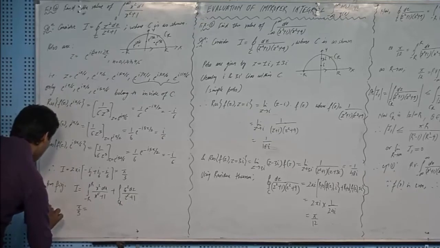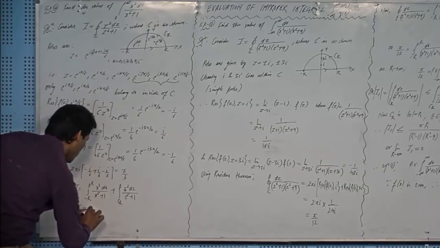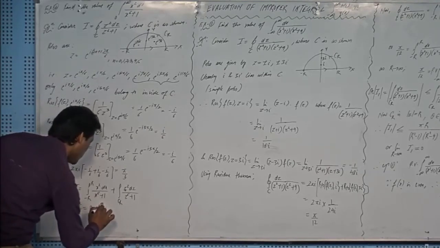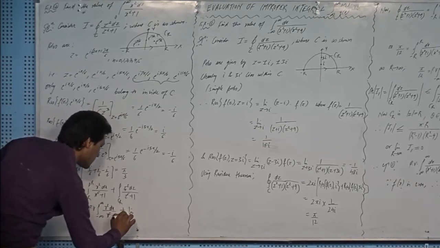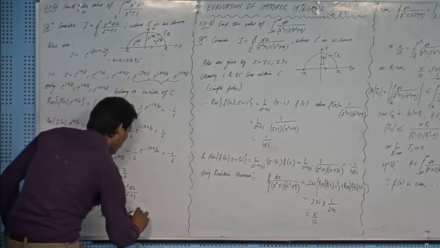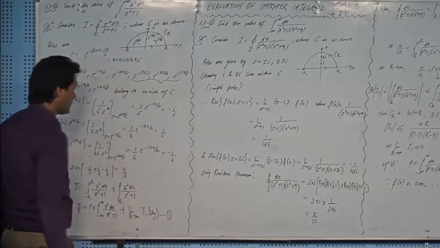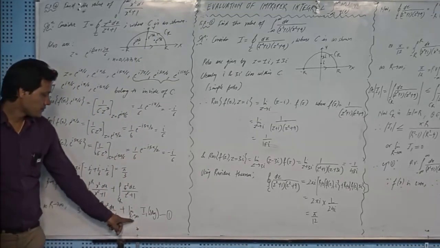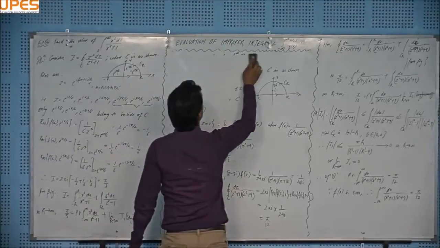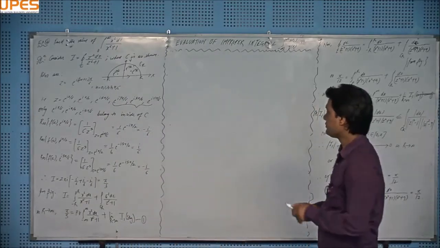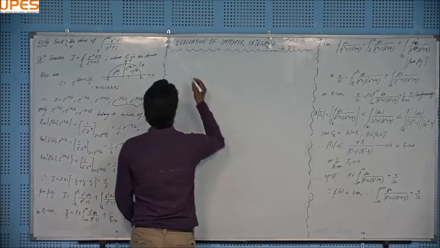As r tends to infinity, you will have this, and this will become the principal value of minus infinity to infinity x square dx over x to the power 6 plus 1, and let me call it I1. This is my equation number 1, and now I will show that the integral over the arc approaches 0 as r tends to infinity.